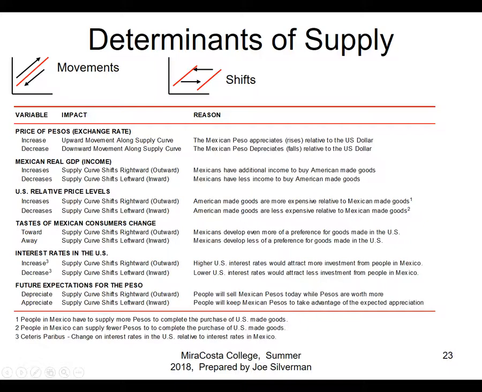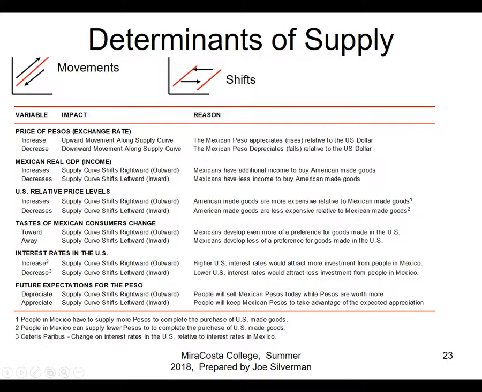Okay, what are things that would lead to shifts in the supply of Mexican pesos? So if people's income in Mexico went up, if Mexico's GDP went up, people would have more income. The assumption that we'd make is that they would use some of that income to buy more foreign goods, and in order to pay for them, they'd have to supply more pesos. So we show that as a rightward shift in the supply of Mexican pesos.